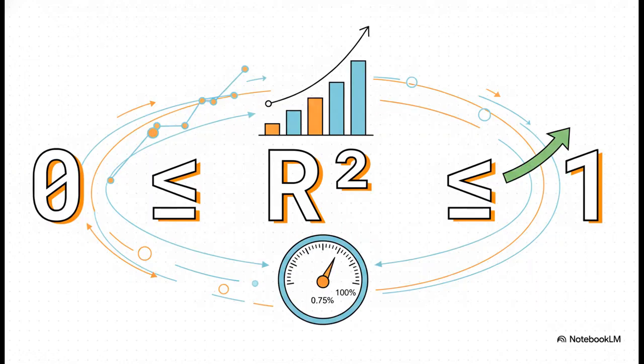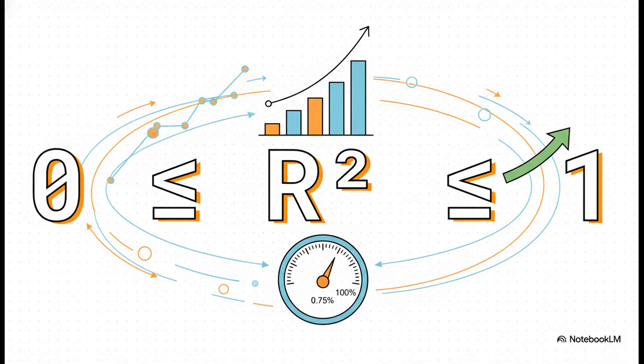R-squared is awesome because it's so easy to understand. It's just a score from 0 to 1, or you can think of it as 0% to 100%. So if you get an R-squared of, say, 0.75, that literally means your model explains 75% of the variation in whatever you're measuring. Simple as that.